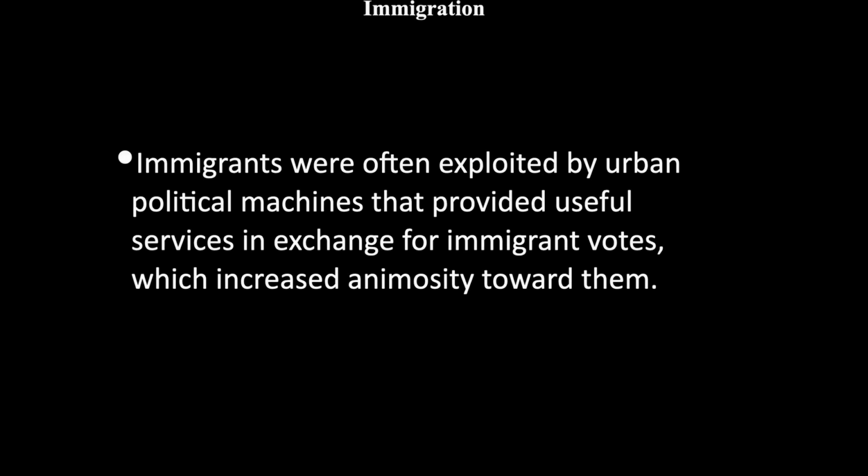So immigrants were often exploited by urban political machines that provided useful services in exchange for immigrant votes, which increased animosity towards them. For example, the best thing I could say is, like, imagine if you lived in Chinatown, you're a Chinese immigrant, and a politician comes to you and says, "Hey, we're going to make sure your trash gets picked up more frequently if I become the mayor." So that leads more of the Chinese immigrants to vote for them.